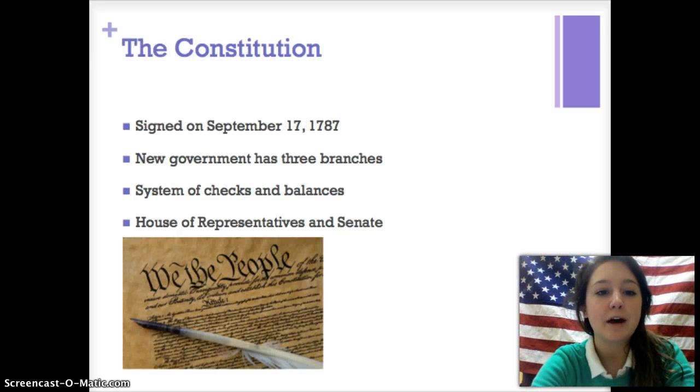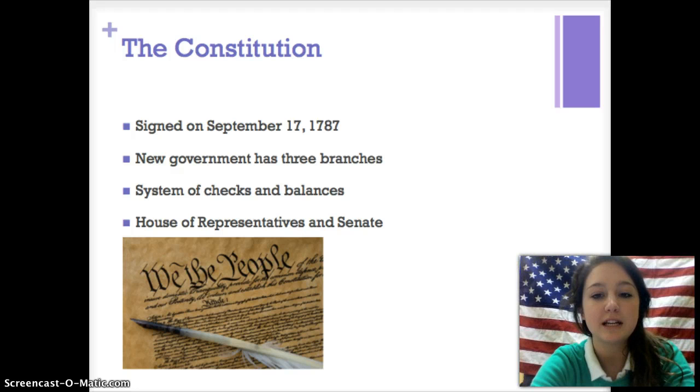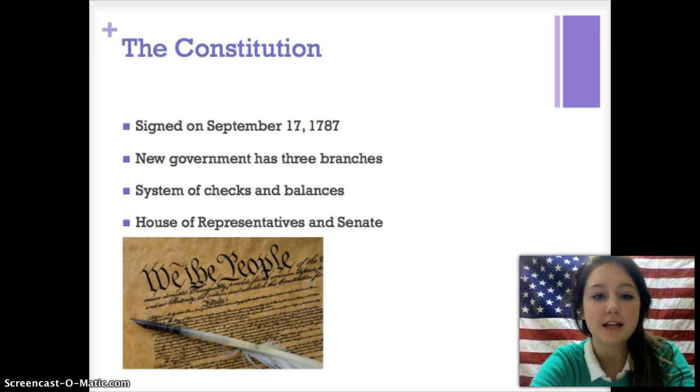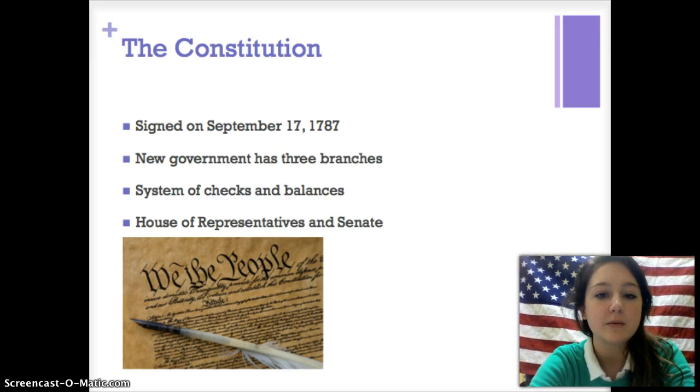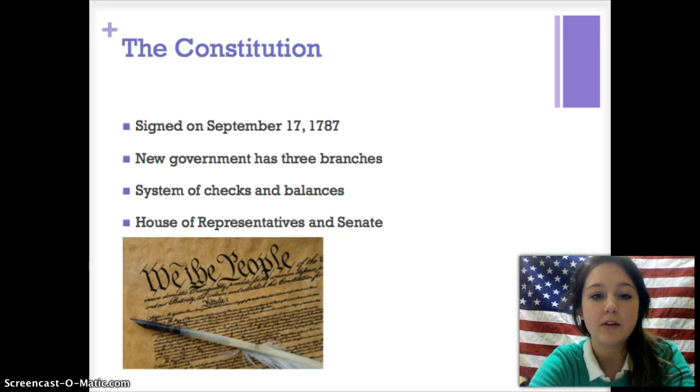The next thing I'm going to talk about is the U.S. Constitution. The Constitution was signed on September 17, 1787, and it established the new nation's government and laws. It was decided that the new government would have three branches: legislative, executive, and judicial. Because they didn't want one branch to have more power than the others, they established a system of checks and balances. The House of Representatives and Senate were also established. The House will have proportional representation of states, and the Senate will have equal representation of the states.